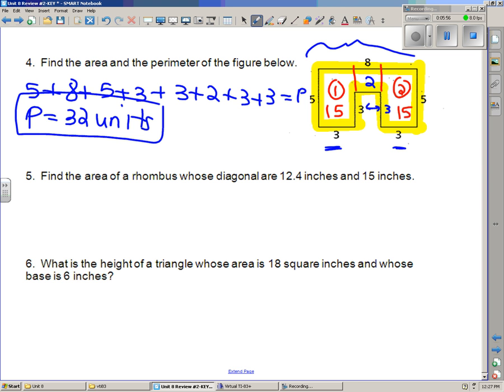What we're now missing is to figure out the rest of it. And in here, we know this distance was 2, but if this distance is 3 and the whole thing is 5, then this has to be 2 as well. So this little square right in here is a 2 by 2 square, which means for my area, I'm adding up my first 15 square, my second 15 square, and my 4 square, which ends up being 34 units squared, and that's your area.